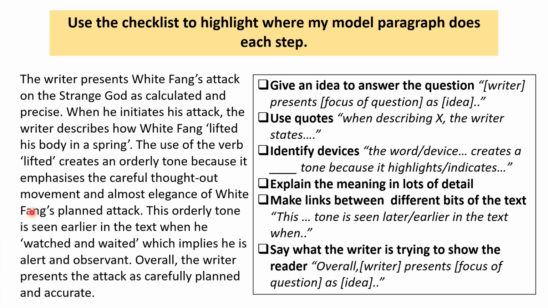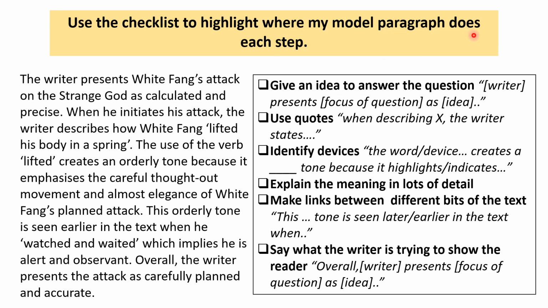The writer presents White Fang's attack on the strange god as calculated and precise. Just notice here that I've used a different idea. When he initiates his attack, the writer describes how White Fang lifted his body in a spring. The use of the verb lifted creates an orderly tone because it emphasises the careful thought out movement and almost elegance of White Fang's planned attack. This orderly tone is seen earlier in the text when he watched and waited, which implies he is alert and observant. Overall, the writer presents the attack as carefully planned and accurate. This is my second paragraph analysing the language that the writer uses to present the attack.